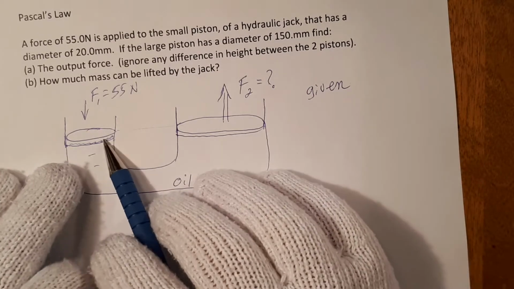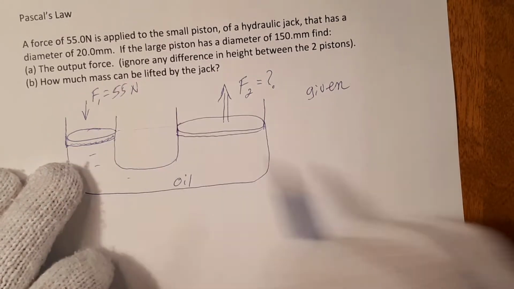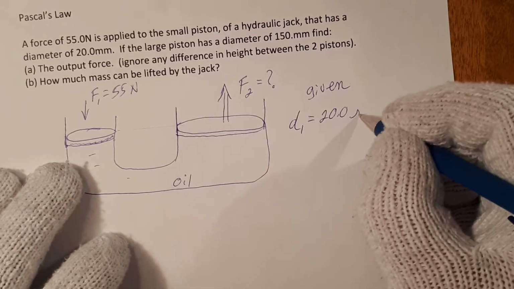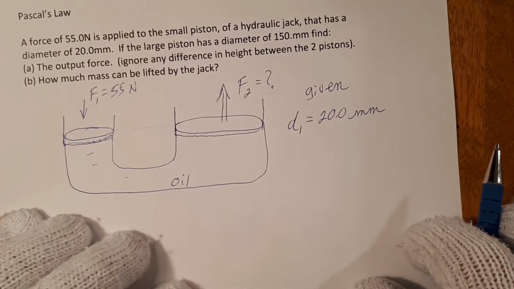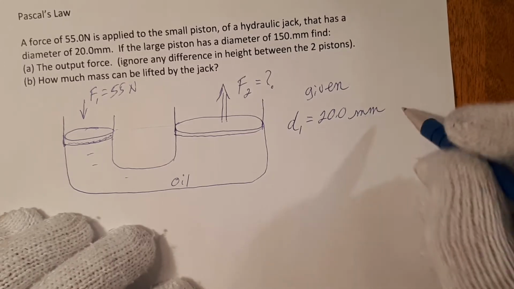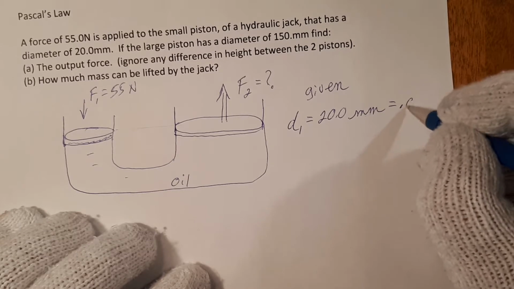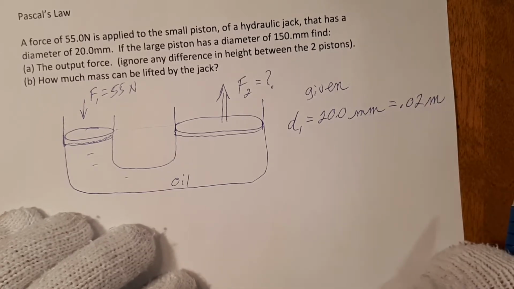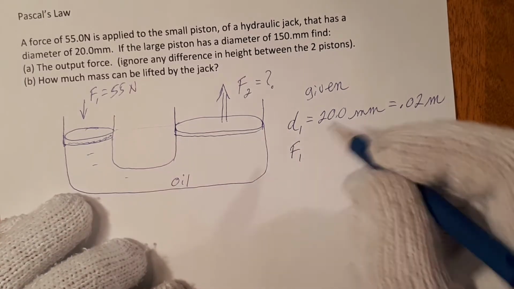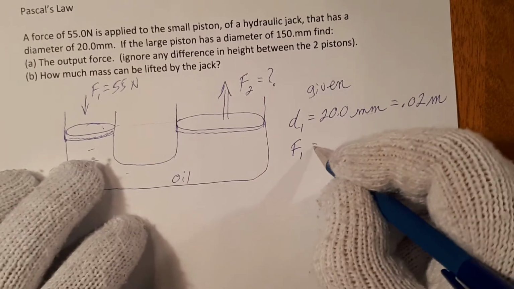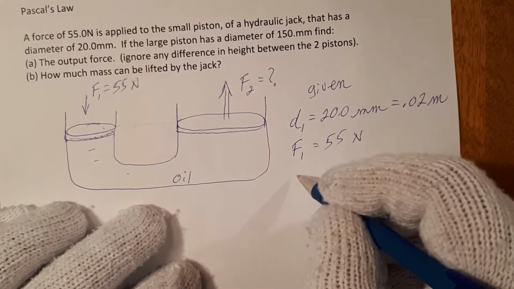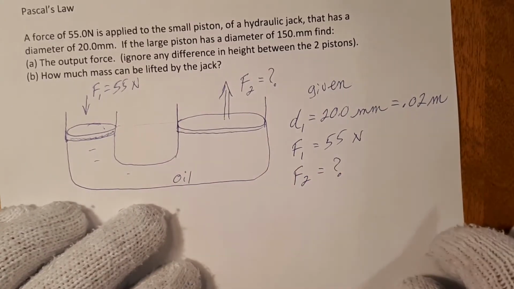And we're given the diameter of the small piston. It is 20 millimeters. We'll call that D1 is equal to 20 millimeters. Now we already know that 20 millimeters is the wrong units. We need to change this to base units. So we divide this by 1,000 to change it into meters, and that becomes 0.02 meters. And F1, the force being applied on the left side, is equal to 55 newtons. The output force, F2, well, we don't know what that is.